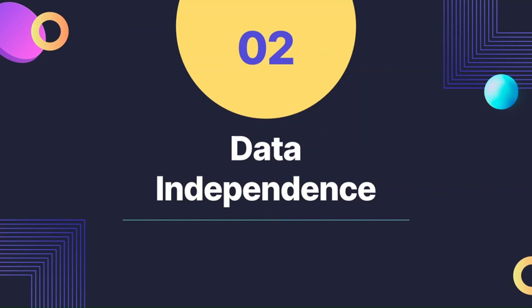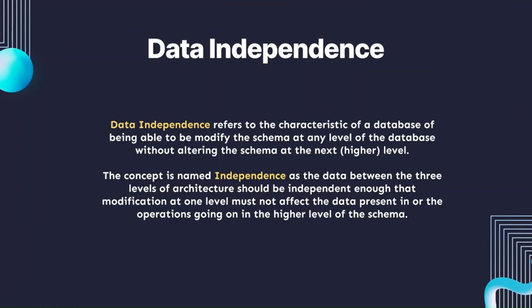Now, the concept of data independence. Data independence revolves around the concept of three schema architecture. Data independence refers to the characteristic of a database of being able to modify the schema at any level of the database without altering the schema at the next or higher level. That is, if we change the data on any one particular level, that is any one particular schema, it shouldn't change the data that we have saved on the upper levels.